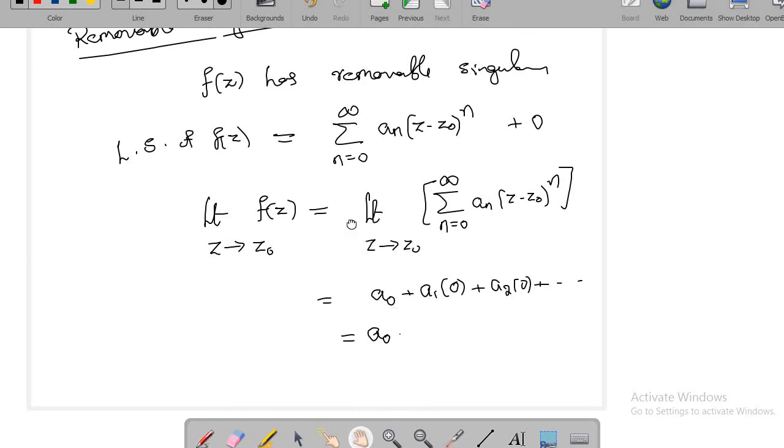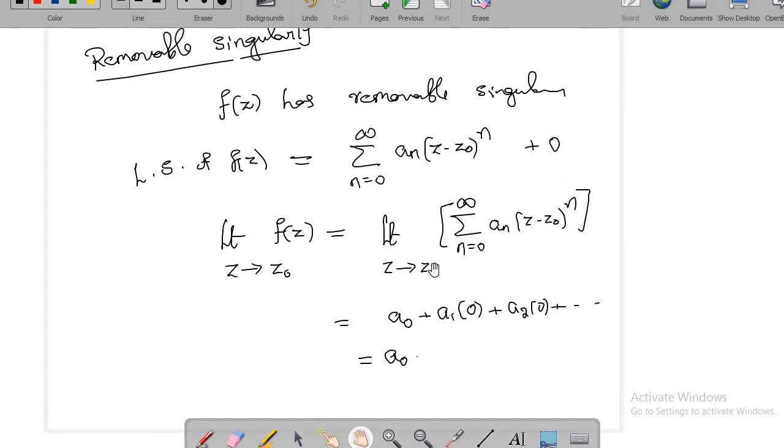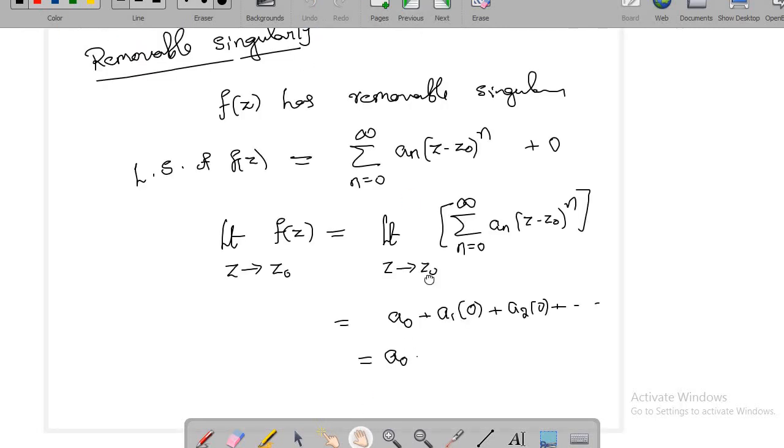So if a function has a removable singularity, then the limit at that point exists, and it will be equal to the constant term here. So if you know f has a singularity and you want to classify it, you can simply look at its limit. See, for example, let us look at the limit of sin z by z itself.